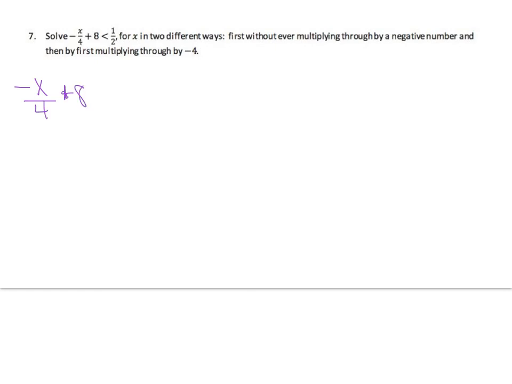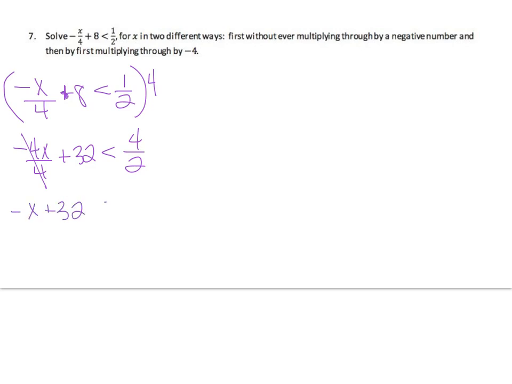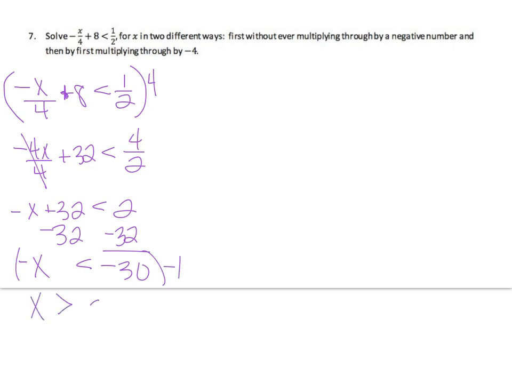When you deal with fractions, try to get rid of them. I've got x over 4 and 1/2. I'm going to multiply through by a common 4. So negative 4x over 4 plus 32 less than 4 over 2. Simplify. Negative x plus 32 less than 2. Subtract 32 from both sides. I have a negative 30 and negative x. Multiply through by a negative 1. And I have x. Flip your inequality.